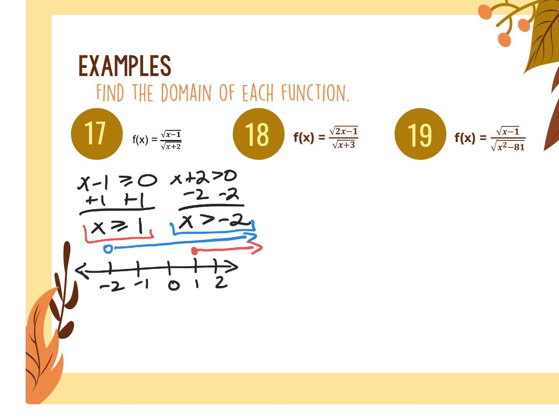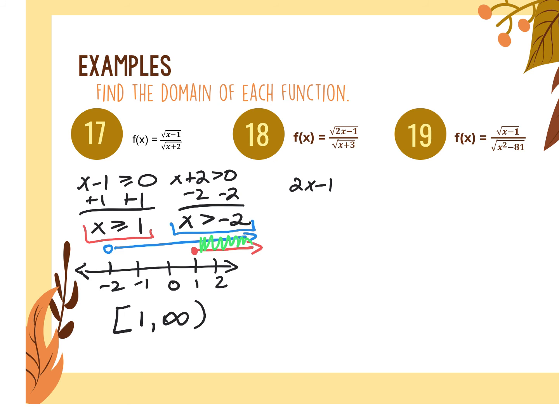going this way. Now I only want where I see both the red and the blue. So from this point on is my answer. So it's going to be from 1 to infinity. So it has to be where both of the checks that we have done are true. So let me go ahead and do the next one.